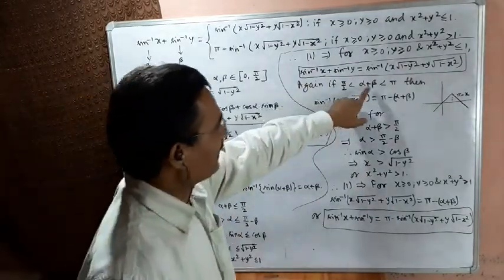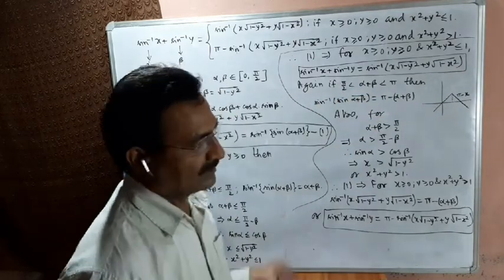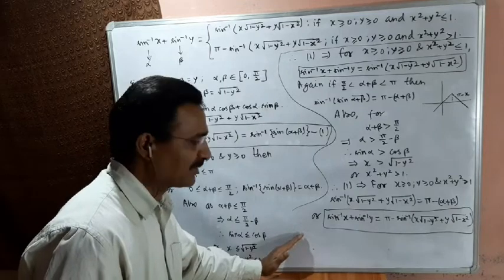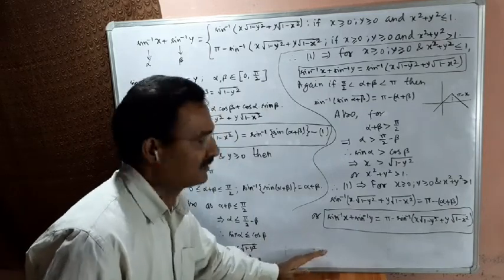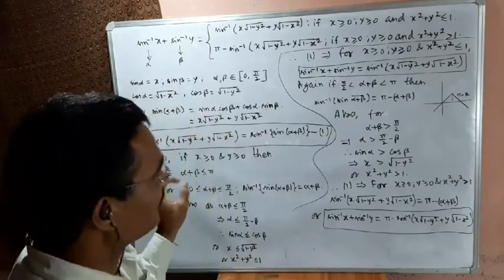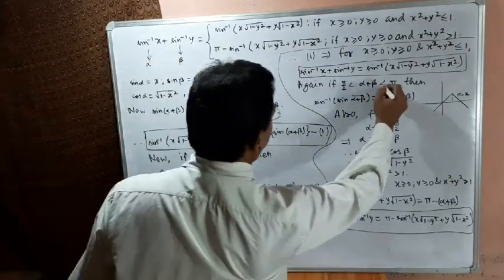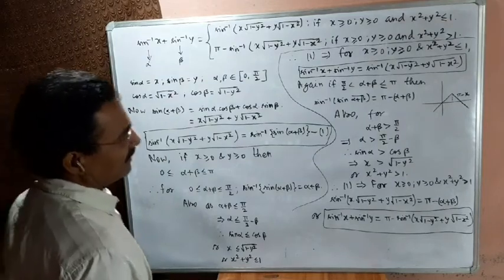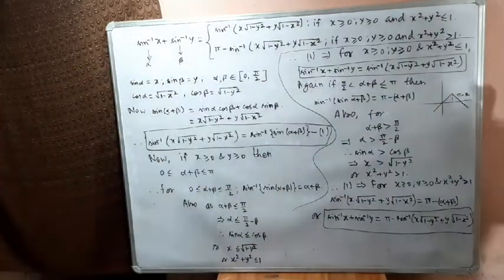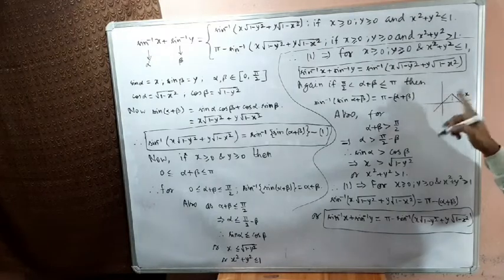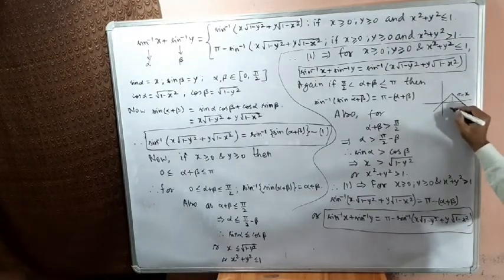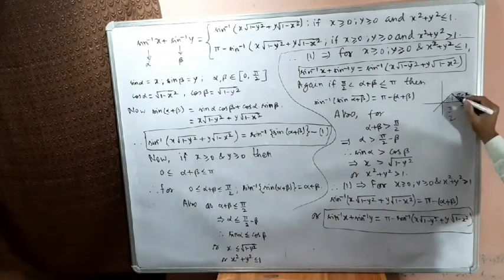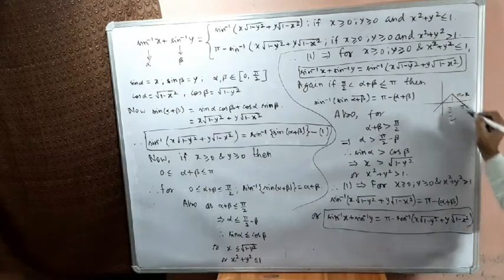Again, if alpha plus beta lies between pi by 2 to pi, we have broken into two intervals. I am talking about the interval when alpha plus beta lies between pi by 2 to pi. Up to pi by 2 we have seen already. Now, if it lies between pi by 2 to pi, then try to understand the graph of sin inverse of sin x. This is pi by 2, this is pi. So between pi by 2 to pi, its graph is pi minus x.